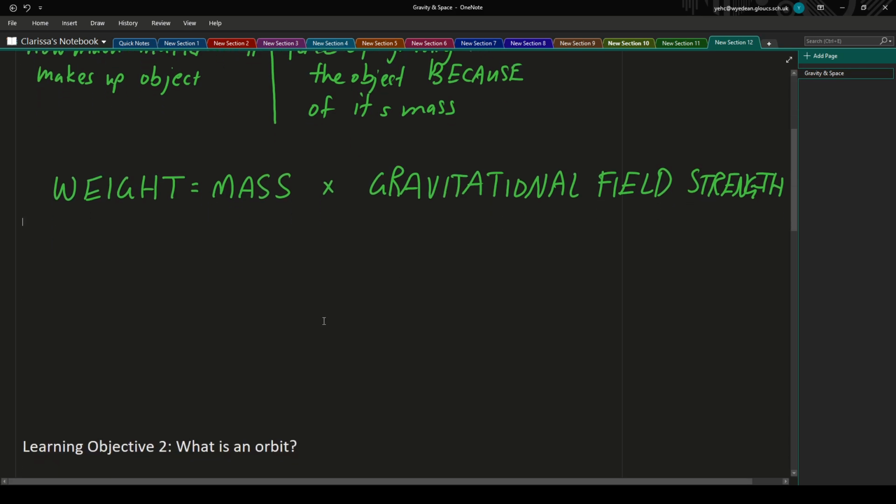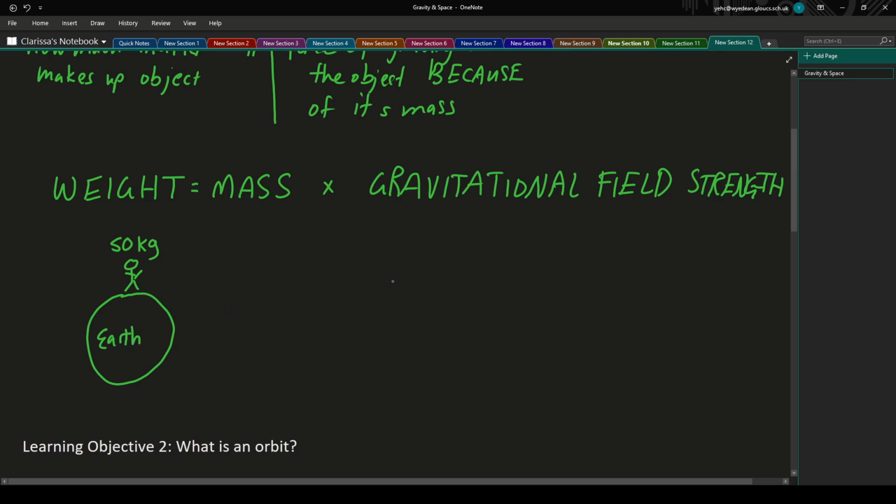So if you imagine, let's say you are an astronaut. Here you are on Earth. You're quite big, and your mass is 50 kilograms. So here you are on Earth.